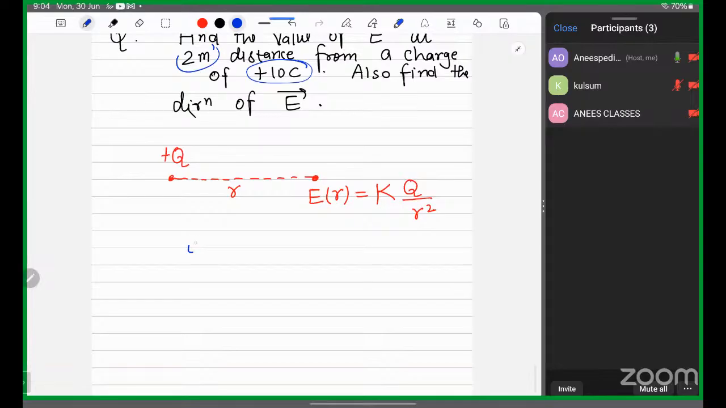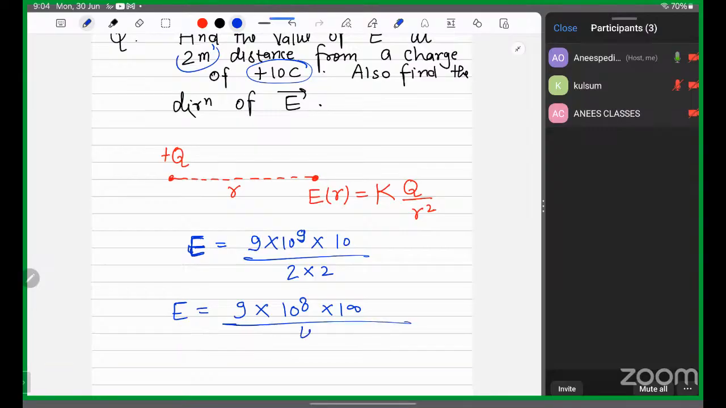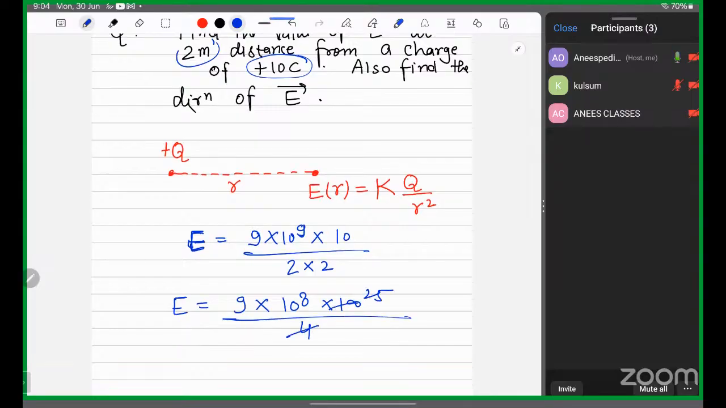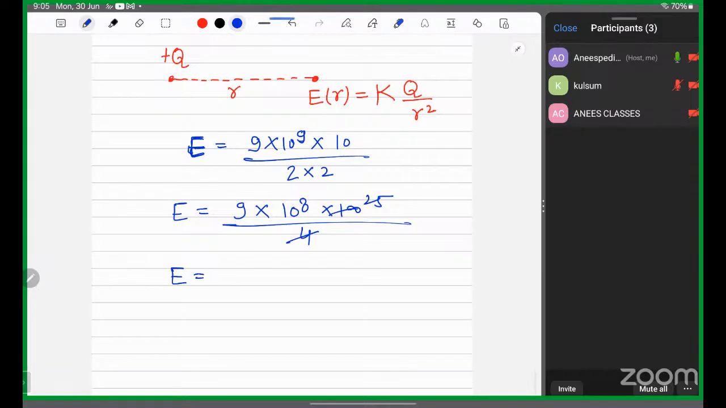So electric field E at 2 meter distance will be K, the value of K is 9 into 10 raised to power 9, into Q, which is 10 coulomb, divided by R square. Distance R is 2 meter, so this is 2 square, which means 2 into 2. You can write it as 9 into 10 raised to power 8 into 100 divided by 4. This will be 25. So what will be 25 times 9?